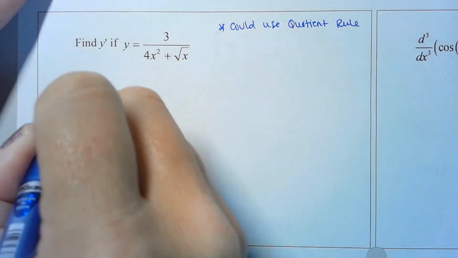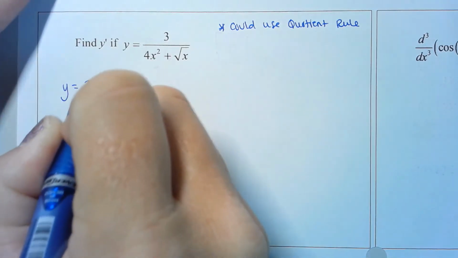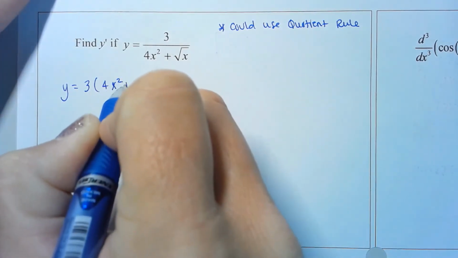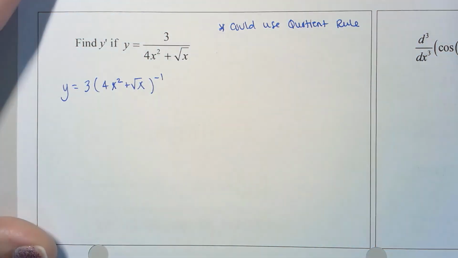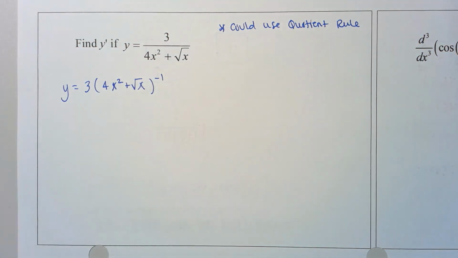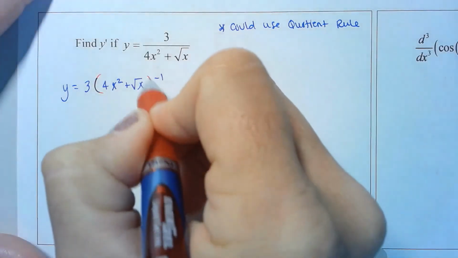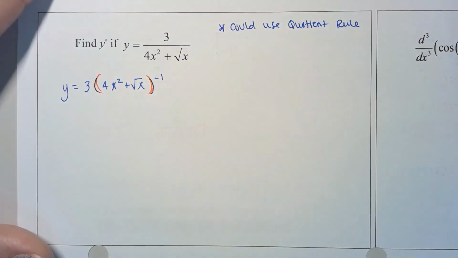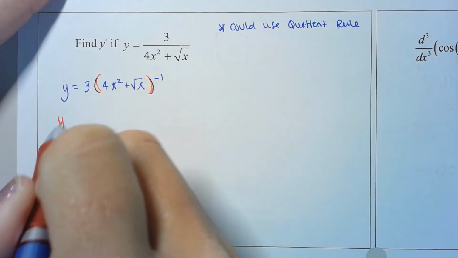So what I'm going to do is rewrite this as 3 times 4x squared plus radical x to the negative first. I'm just going to bring the denominator up to the top and use a negative exponent. Now I'm going to get my red pen out again, because now I see I have a function inside that exponent. So I have an outside and an inside.